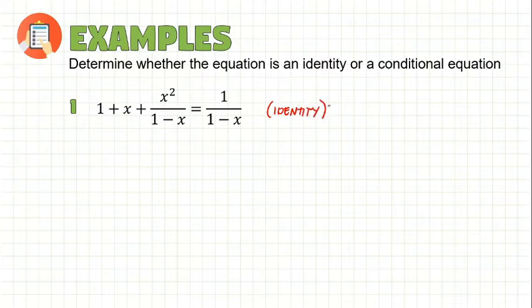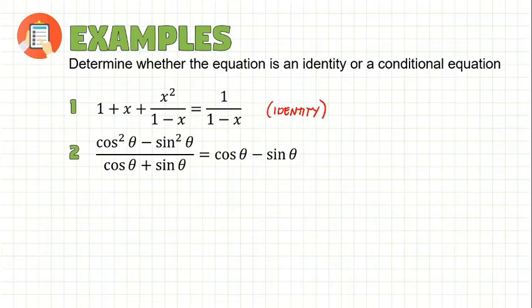Okay, let's have number two. Cosine squared theta minus sine squared theta all over cosine theta plus sine theta is equal to cosine theta minus sine theta. So this one is again an identity. Why? So let us try to show. Take note that cosine squared theta is equal to cosine theta quantity squared. Okay, so they are just the same.